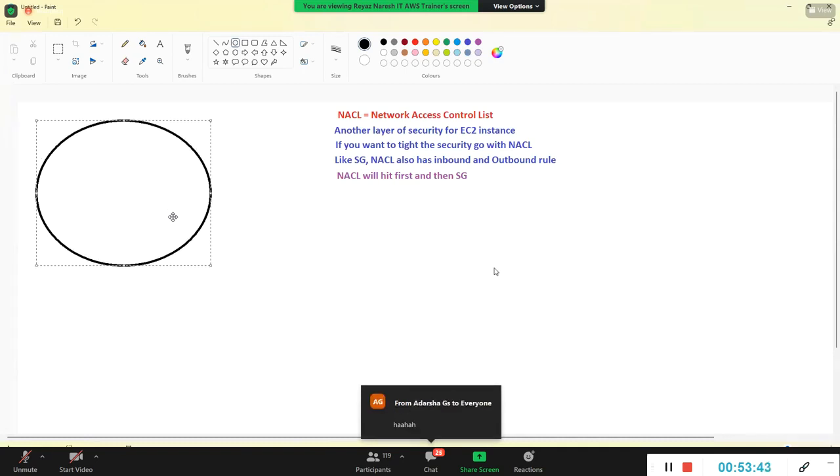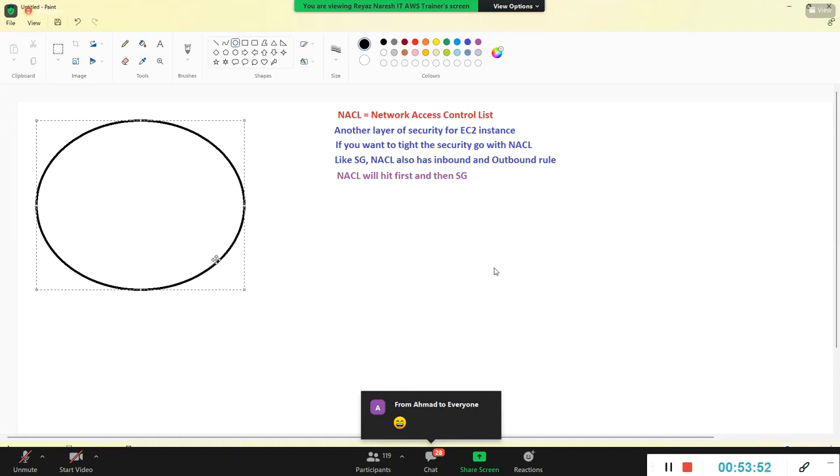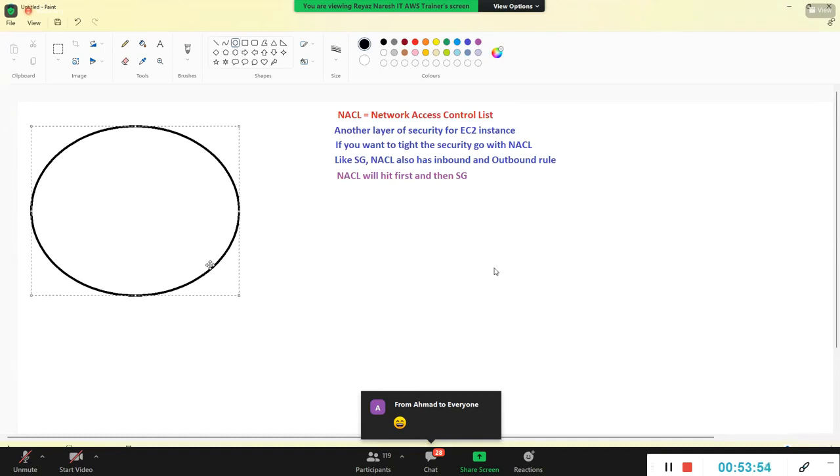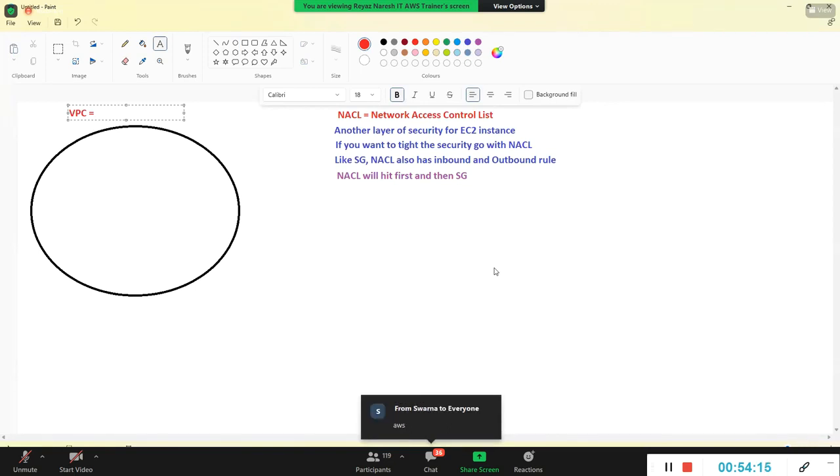Okay, so now we have this. Guys, do you remember everything will start with the VPC? So we need to have the VPC first. Yes or no? Who will provide the IP addresses for us for the EC2 instances? AWS.